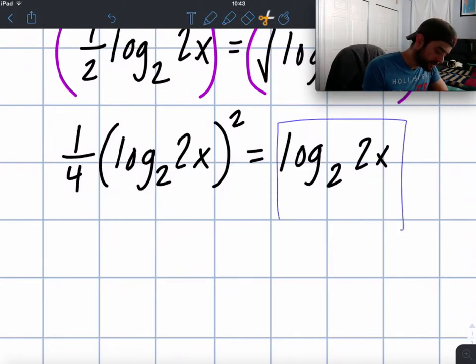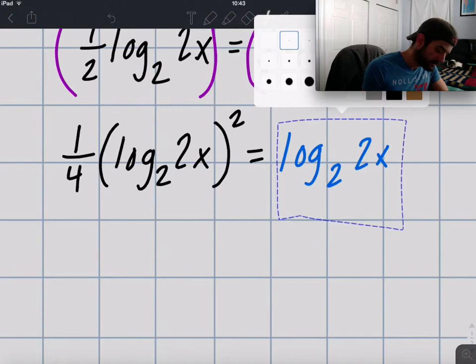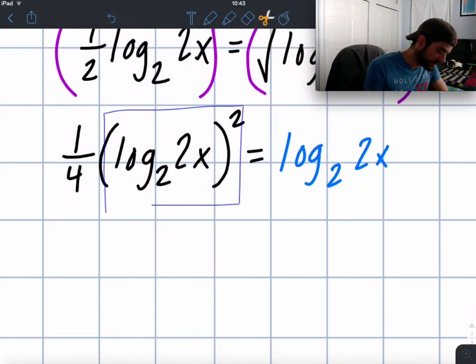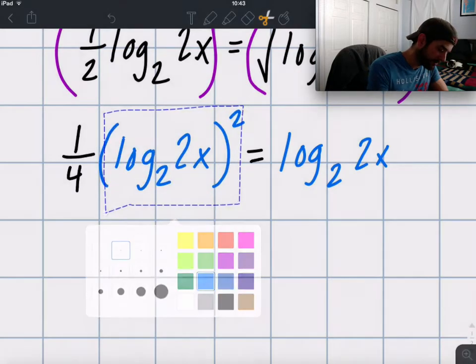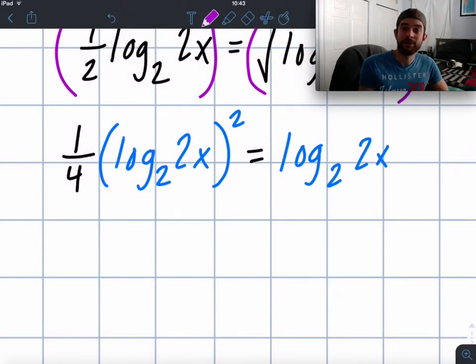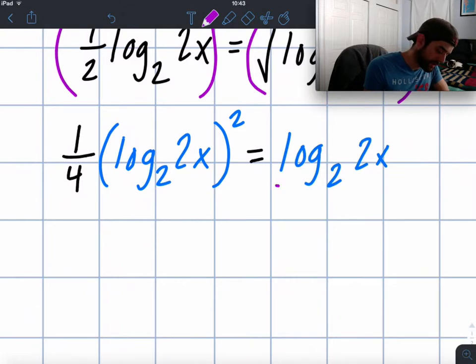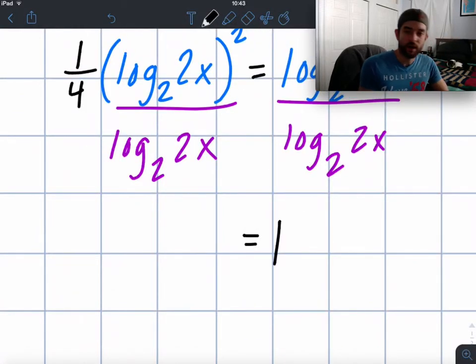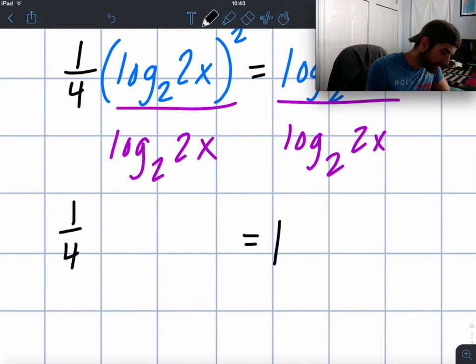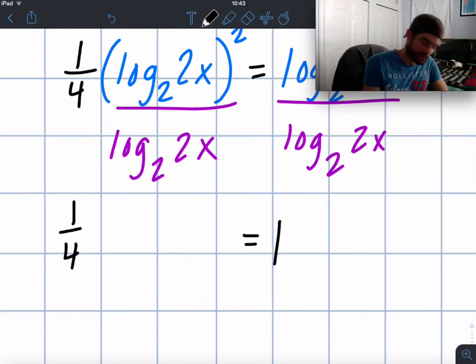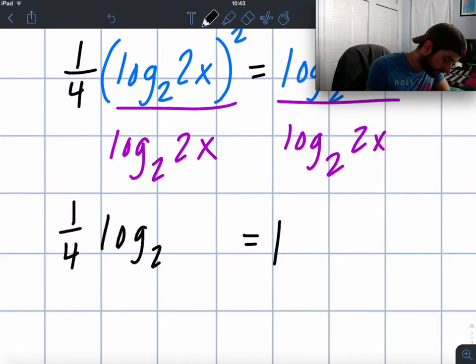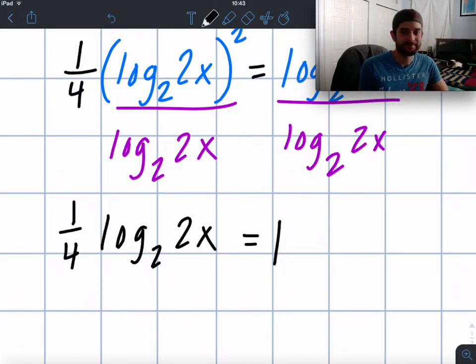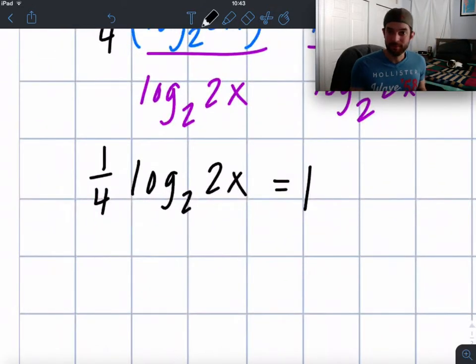Well, notice I have a log base 2 of 2x on the right. Notice I have a log base 2 of 2x squared on the left. So I'm going to divide both sides by log base 2 of 2x. And this is the cool part. Log base 2 of 2x divided by itself leaves off a 1. And log base 2 of 2x squared divided by log base 2 of 2x is log base 2 of 2x. That's so cool. And now we just go about the problem as we normally would.